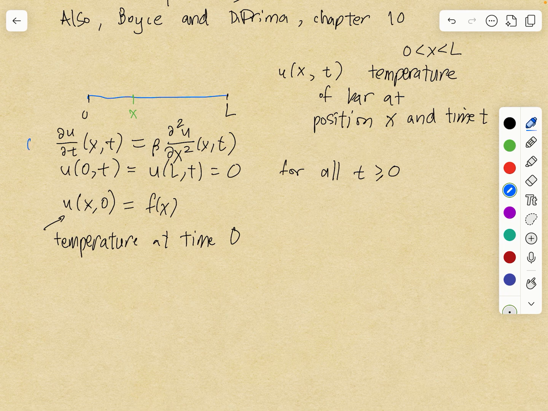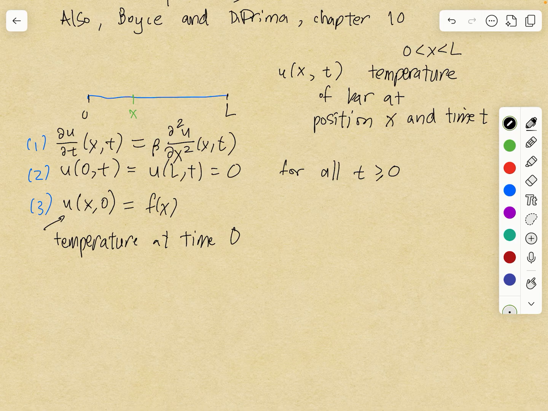Let's call this equation 1, that equation 2, and that equation 3. Let's review what's going on. Equation 1 is a formula figured out by physics people that describes the flow of heat, the temperature. The second equation tells you that at the ends, the temperature is always 0. The third equation tells you that at time 0, the temperature at x is f of x.